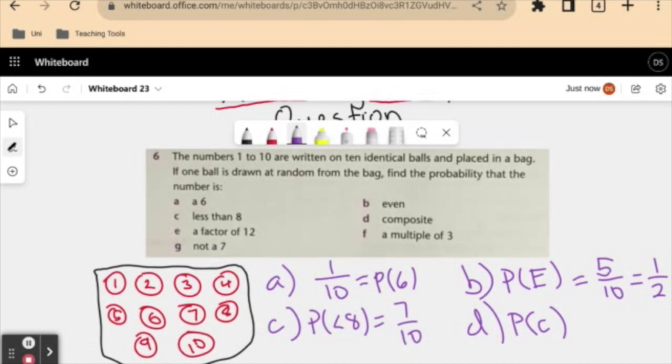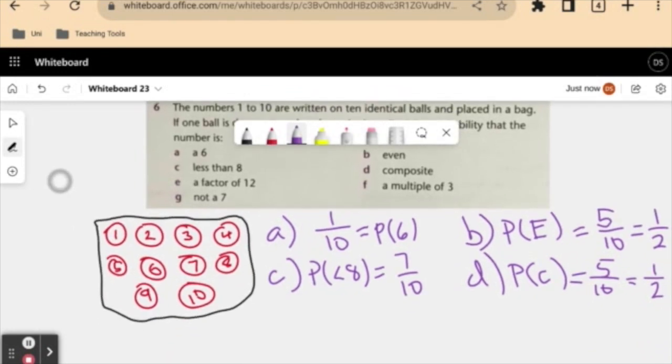So the composite numbers we're looking for here, well, 4 is a composite number. We get this by multiplying 2 by 2. 6 is a composite number. 8 is a composite number. 9 and 10. So we got 1, 2, 3, 4, 5 out of 10, which we can also simplify to a half.